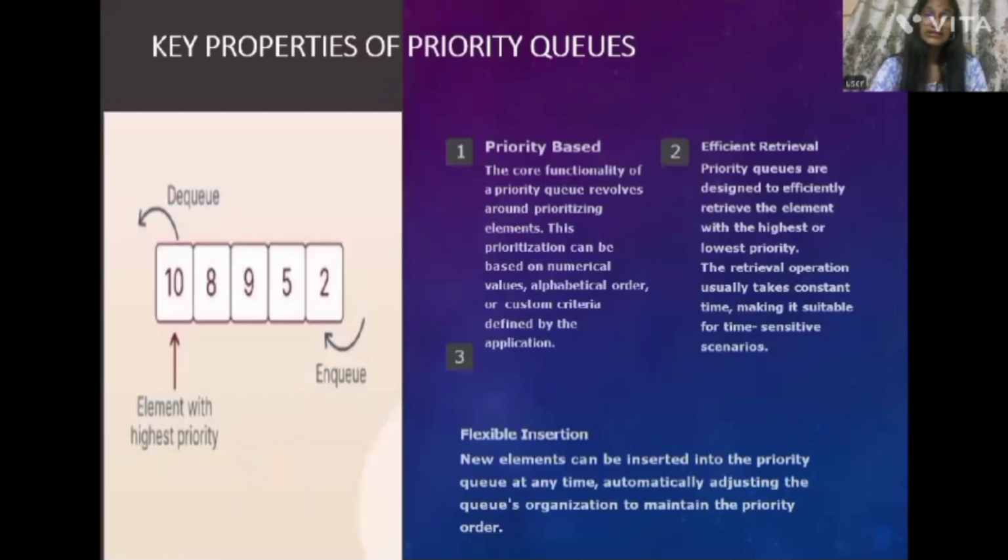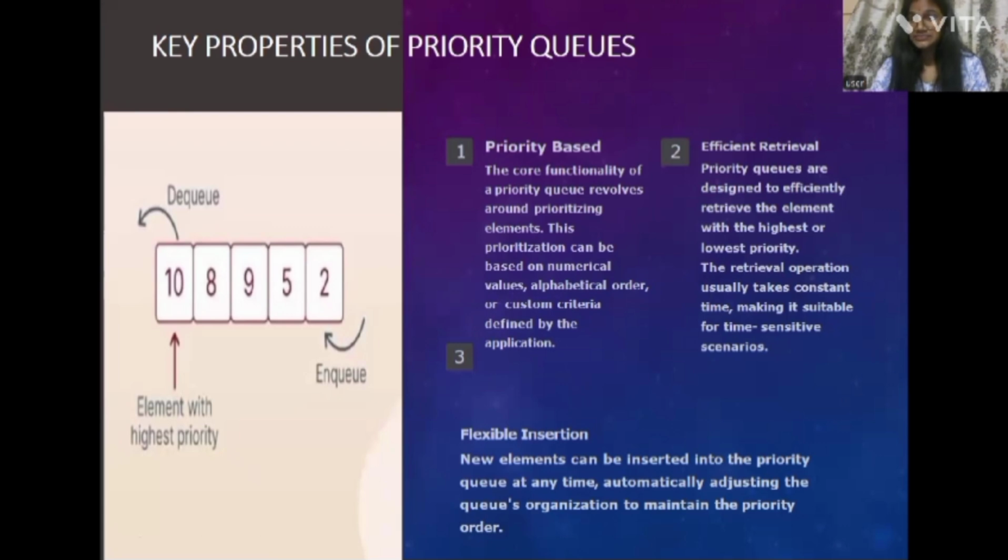Key properties of the priority queue. The core functionality of a priority queue revolves around prioritizing elements. This prioritization can be based on numerical values, alphabetical order, or custom criteria defined by the application.